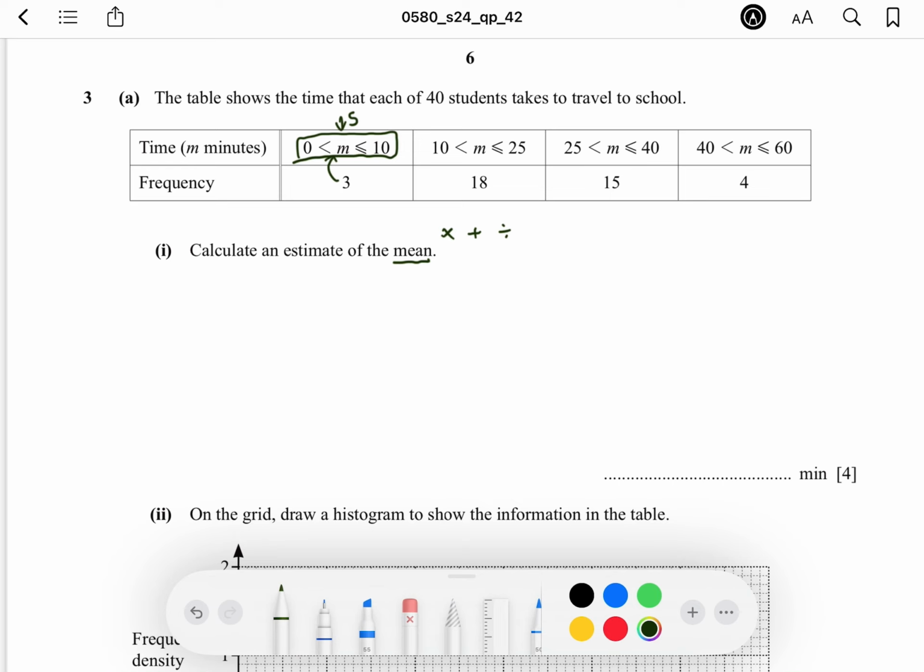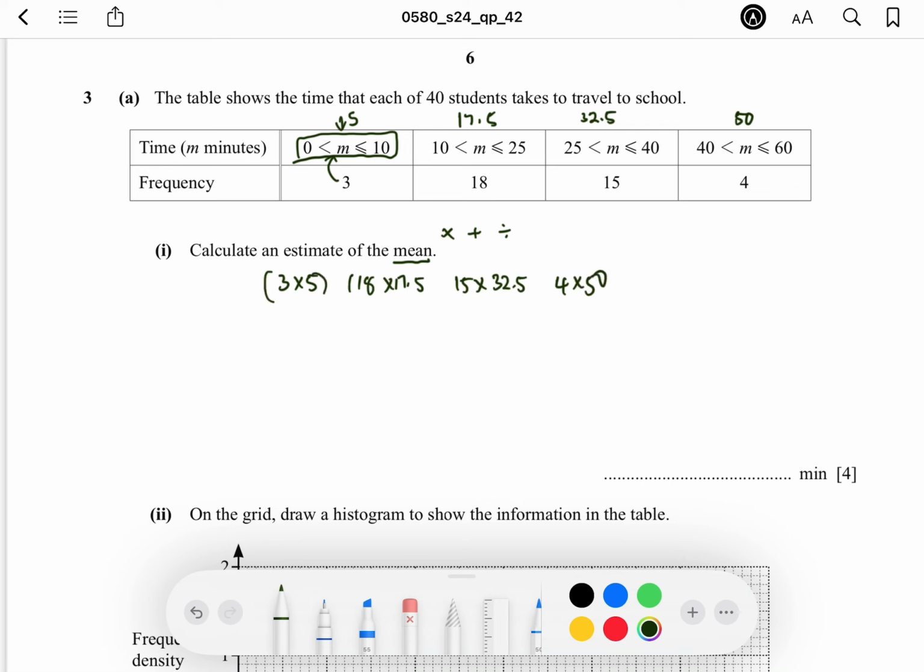So that means the second one would be 17.5. The next one would be 32.5, and then the next one would be 50. So what do you multiply? So you multiply 3 times 5, multiply 8 times 17.5, 15 times 32.5, and then 4 times 50.